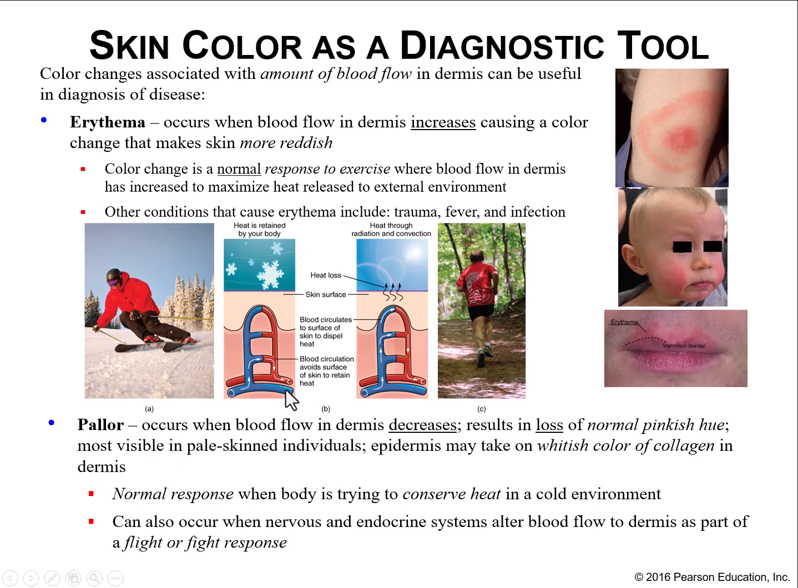So when there is decreased blood flow in the dermis, like when you're cold, you get vasoconstriction. This is vasoconstriction, this is vasodilation. And you get a whitish color, and the collagen in the dermis is what starts showing through. And like I said, that's when you're trying to conserve heat in a cold environment, or also when you're nervous and you get that fight or flight response. And we'll talk a lot about that when we get to the nervous system with our sympathetic nervous system.